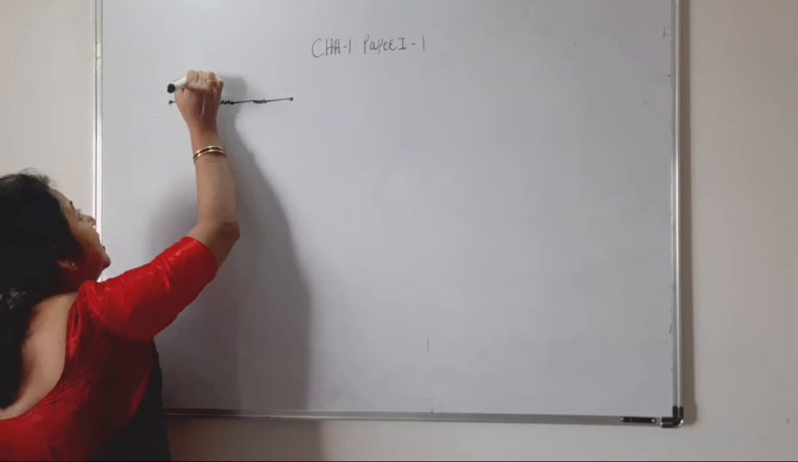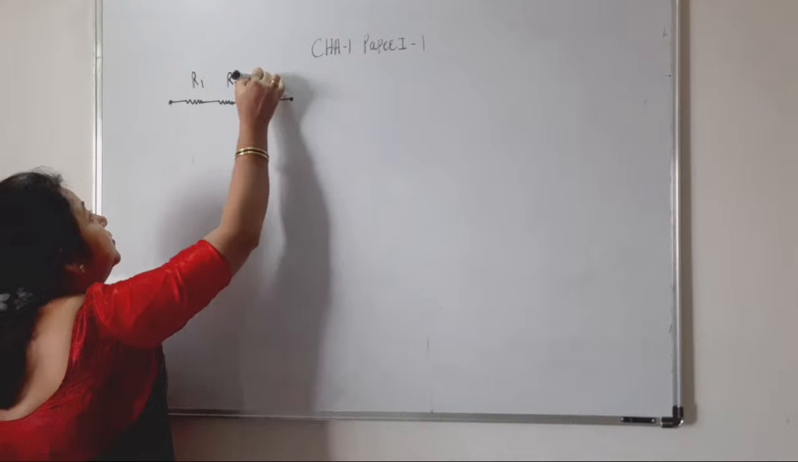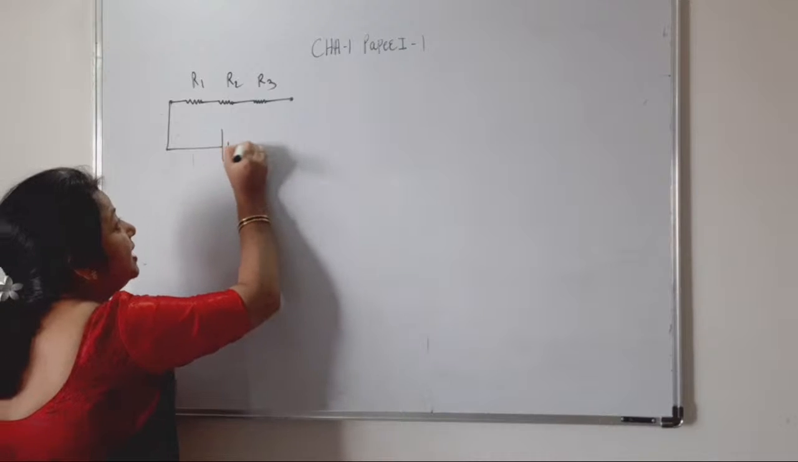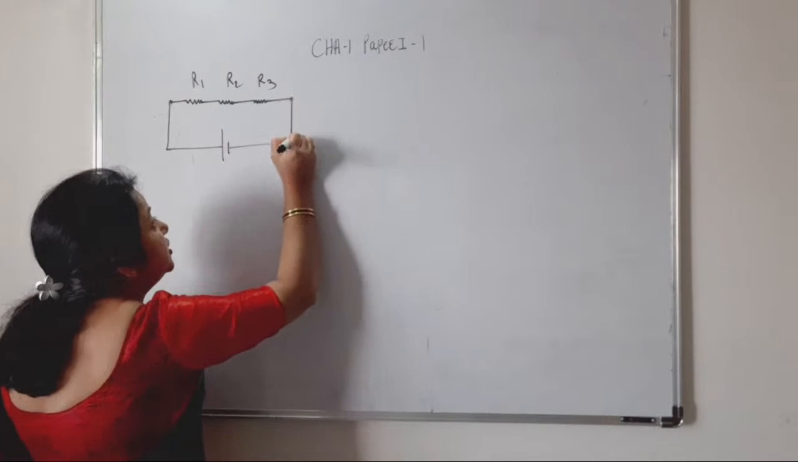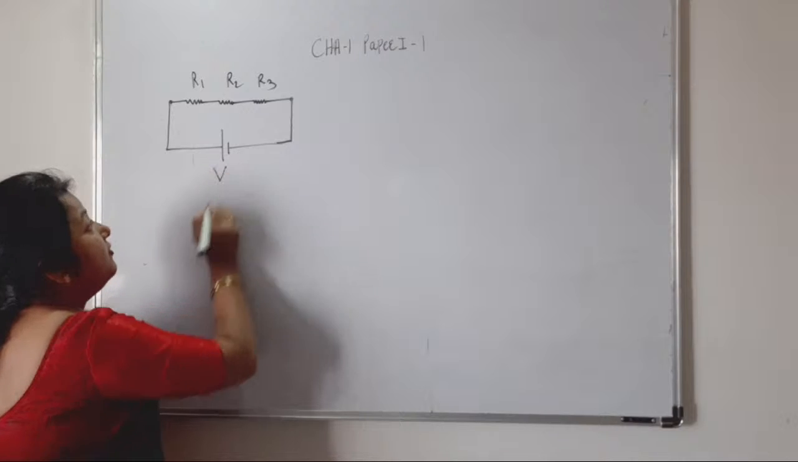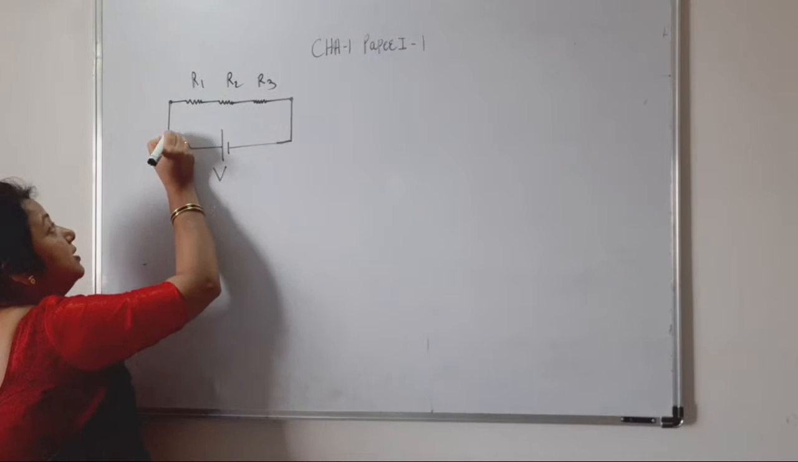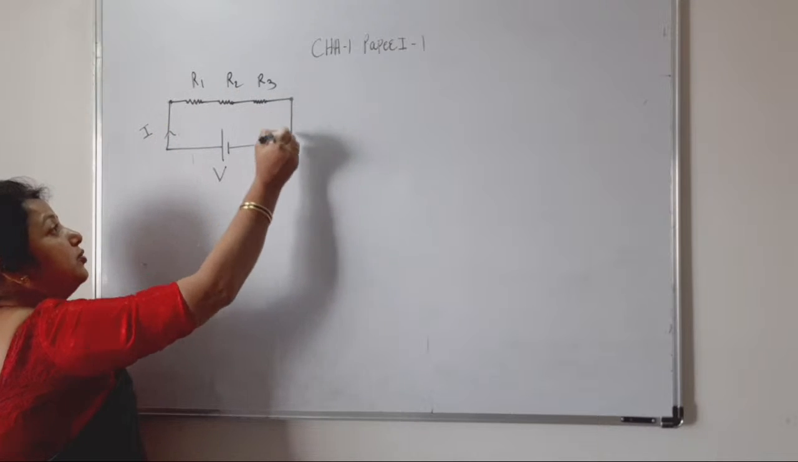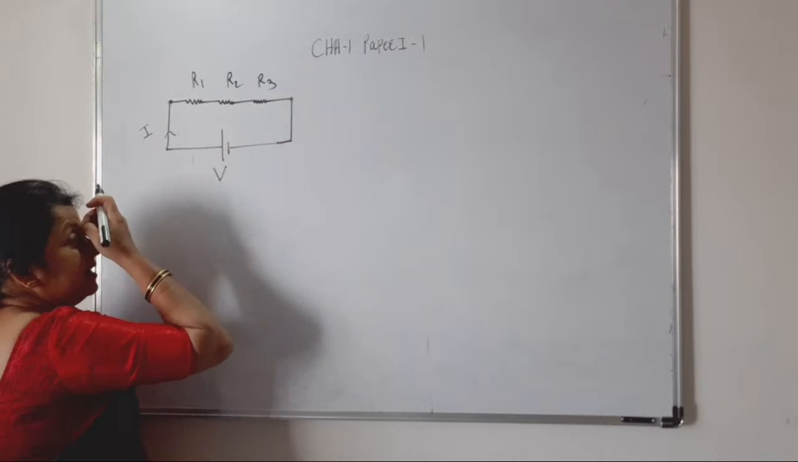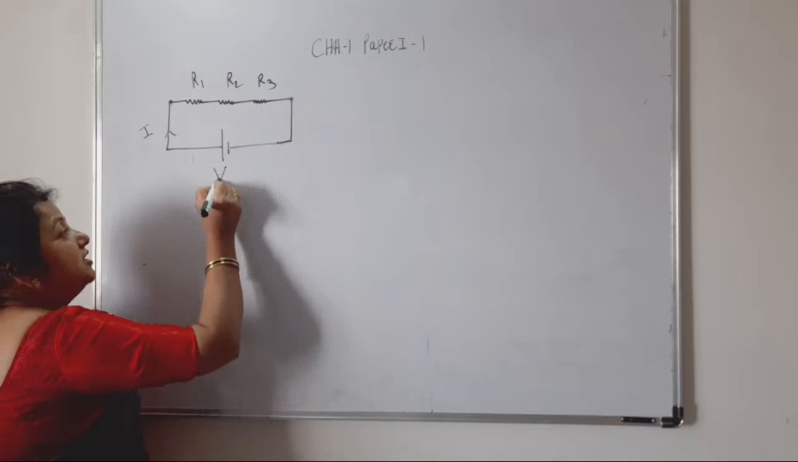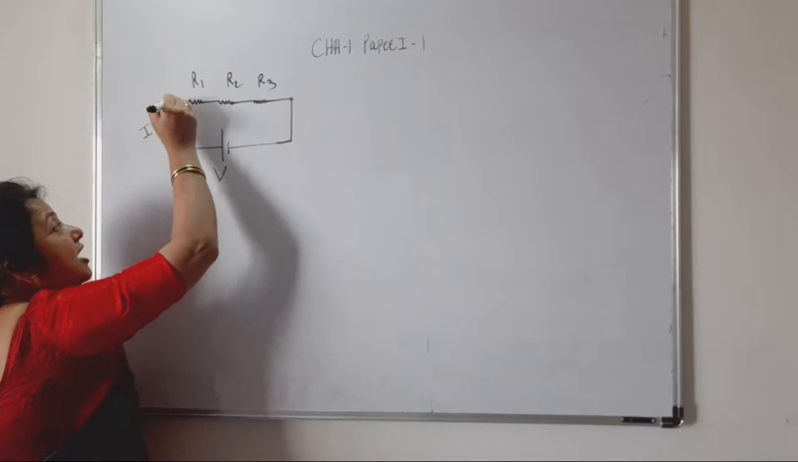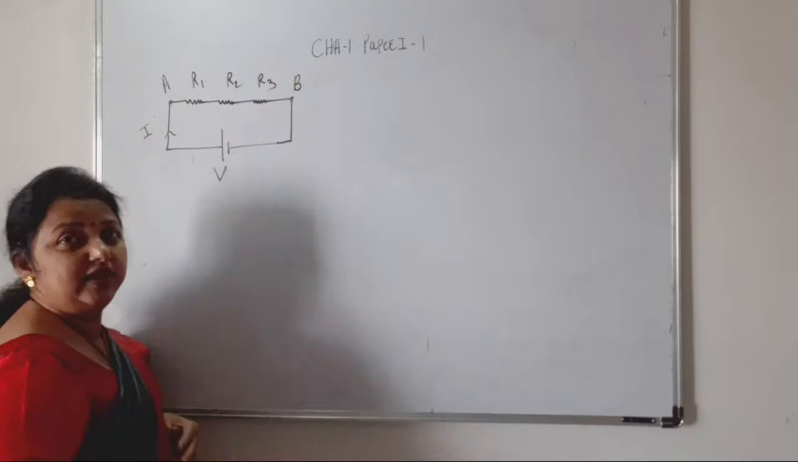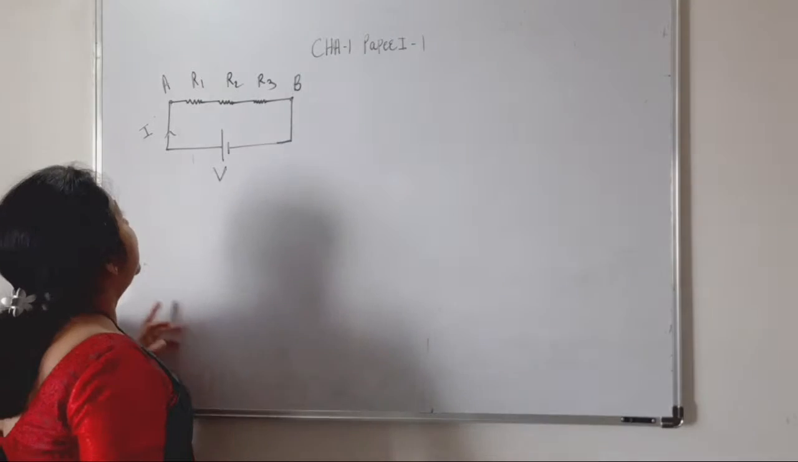Here R1, R2 and R3, these 3 resistances are connected across a battery of certain potential. Suppose that battery has potential V. Due to that battery there is a current I. Conventional direction is from positive to negative and a complete circuit is present there. Here V is the potential drop applied across the series combination of R1, R2 and R3, and I is the current.